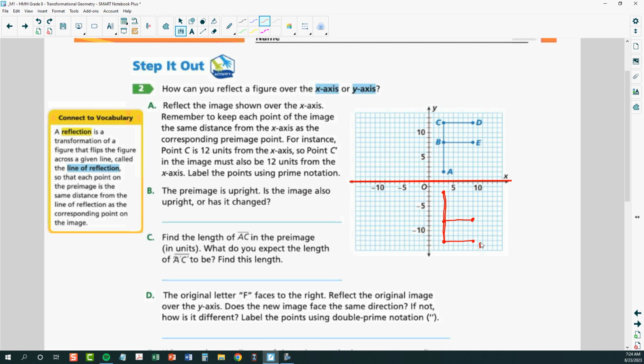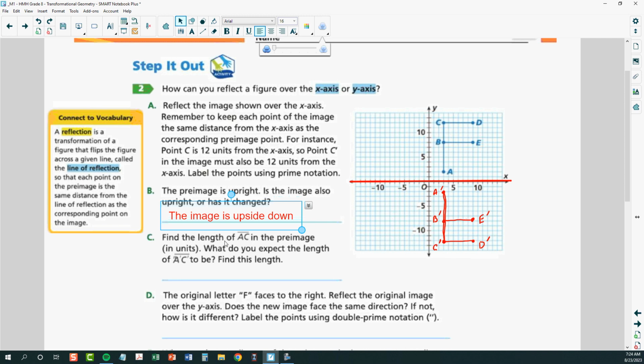Now, I'm going to write it the correct way. If I were to actually reflect it, it would be upside down. But because I want to show you, and it's hard to write those upside down, this right here is the A prime, B prime, and C prime. Okay. The pre-image right here is upright. Is the image also upright, or has it changed? Go ahead and write what you think. And obviously it's upside down. Okay.